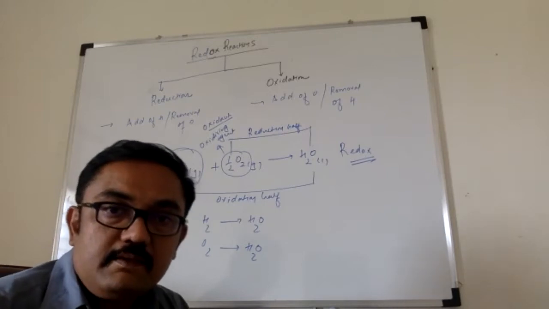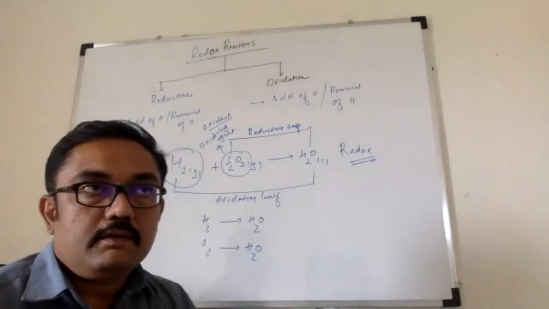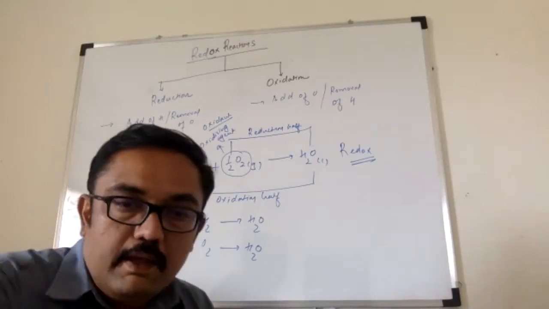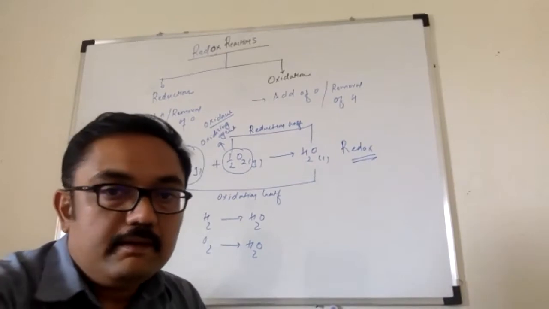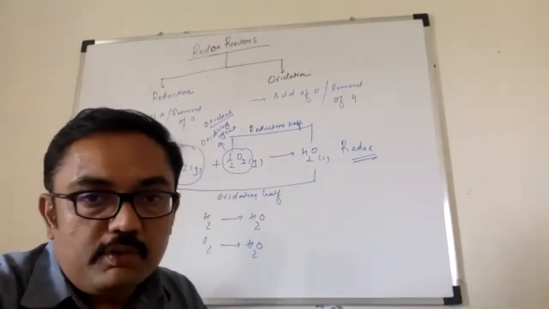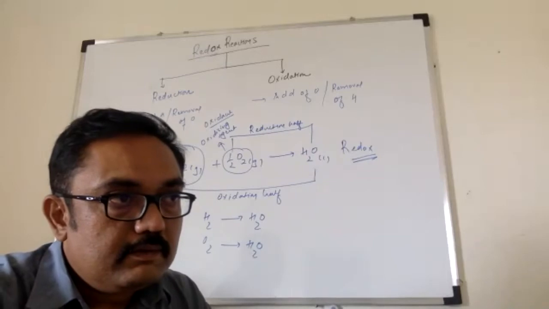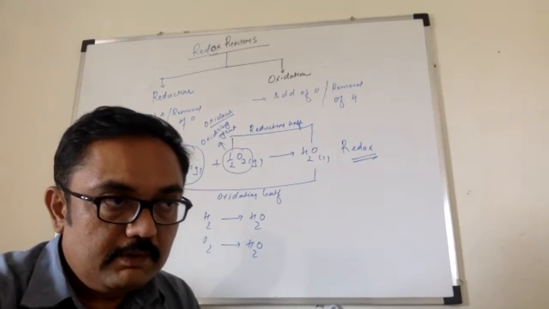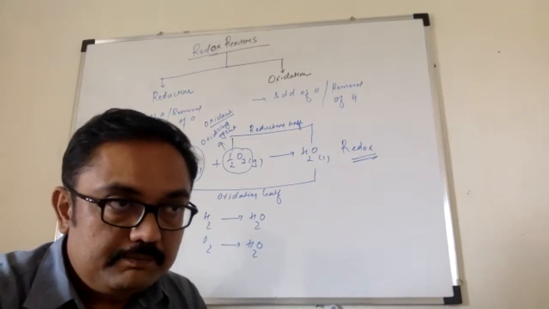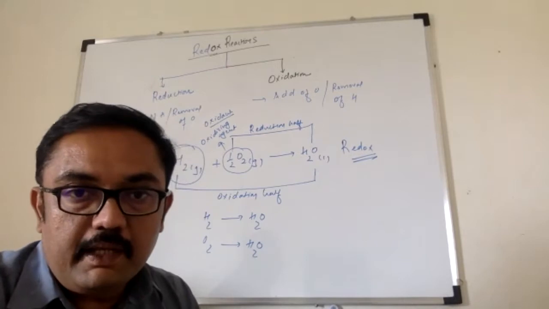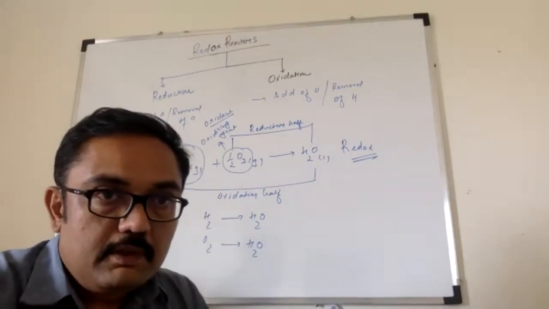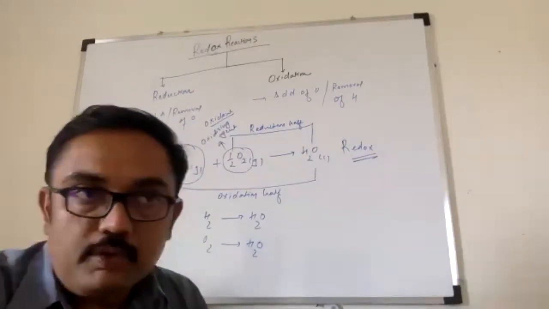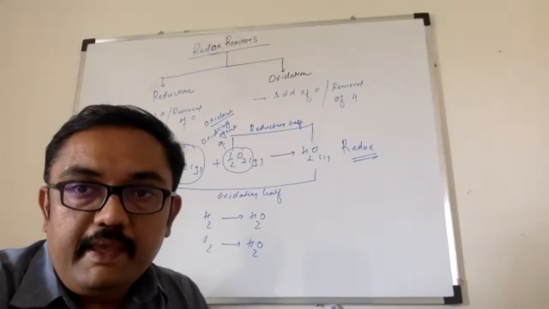The question is, Fe2O3. Fe2O3 is known as ferric oxide. It reacts with carbon monoxide to form Fe and carbon dioxide. Fe2O3, which is known as ferric oxide, reacts with carbon monoxide to form Fe and carbon dioxide.